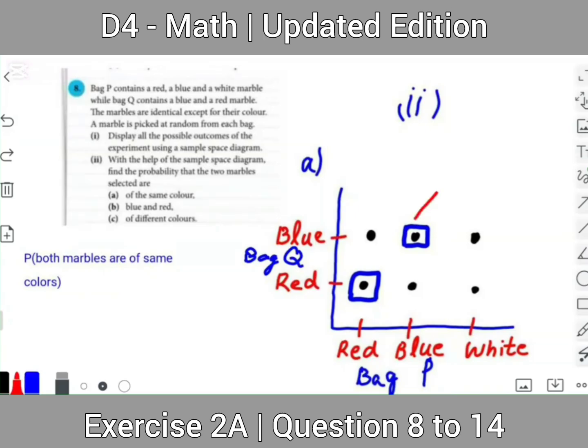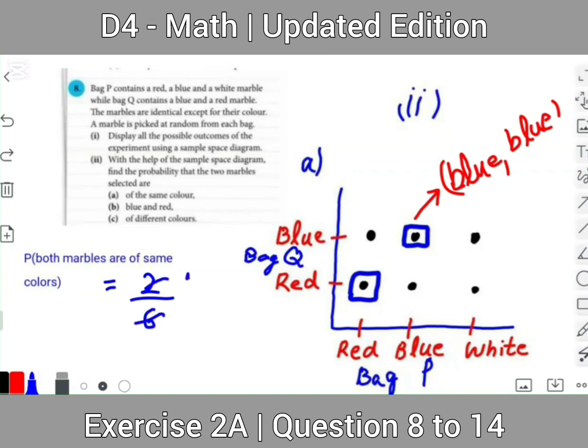So for this, I will look inside the ordered pair. This ordered pair shows the colors blue and blue. So both the colors are the same in this ordered pair. Similarly for the second. So we will count the number of favorable outcomes and divide by the total number of outcomes. We have two favorable outcomes and the total number of outcomes here is 6. So 2 over 6 will be simplified to 1 over 3. So the probability that both marbles are of the same color is equal to 1 over 3.